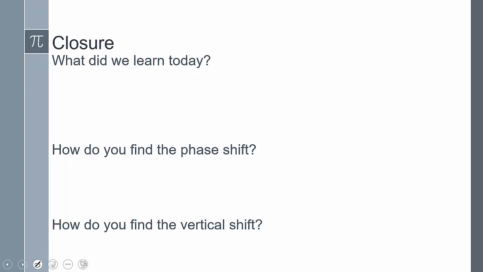So what did we learn today? We talked about how to do the phase shift and the vertical shift of our trig graphs. So how do you find the phase shift? You can either find the first value in our little x value box thing, or it could just be the formula negative c over b. And then how do you find the vertical shift? It's what's being added to the function, so the plus d. This does conclude our lesson.